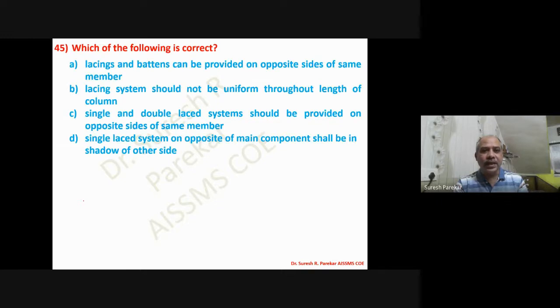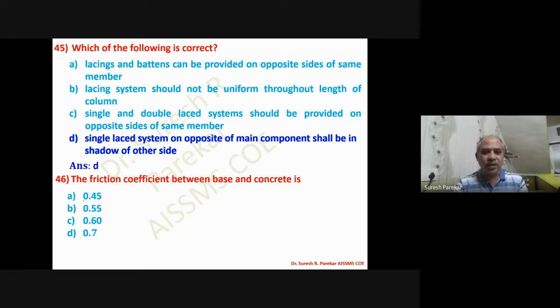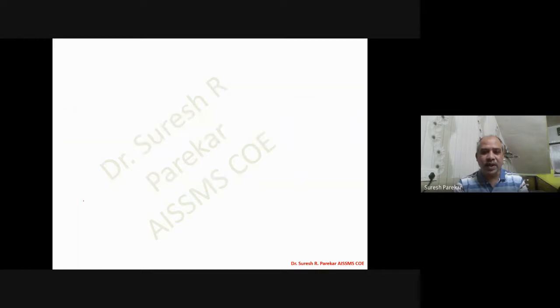Which of the following is correct? Now you can see this: we have the single lacing system on opposite faces of the main component shall be in shadow of the other. Now the friction coefficient between base and concrete, we have this value as 0.45. You can go to the IS code and you will get this when you have bases over there.